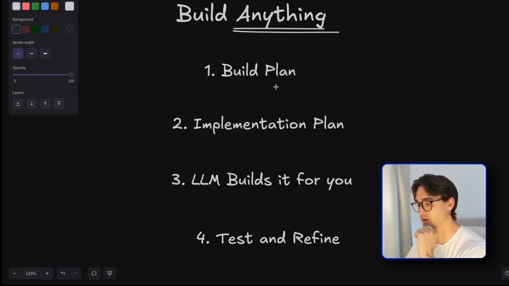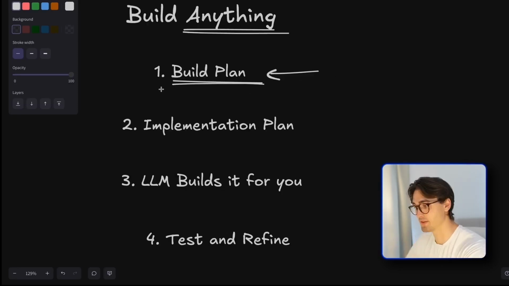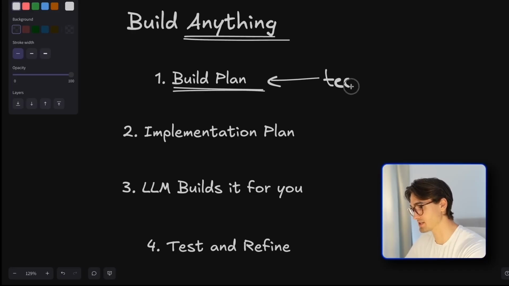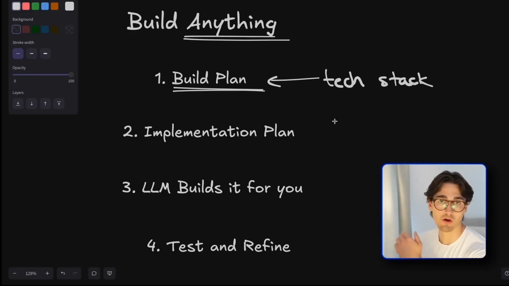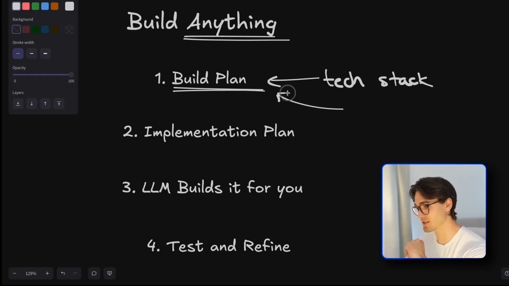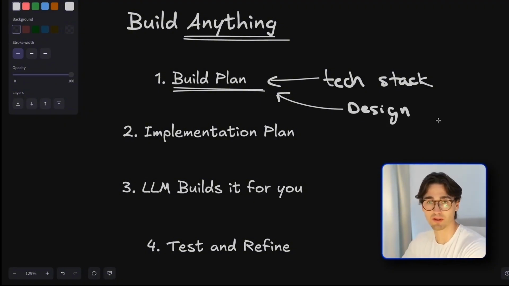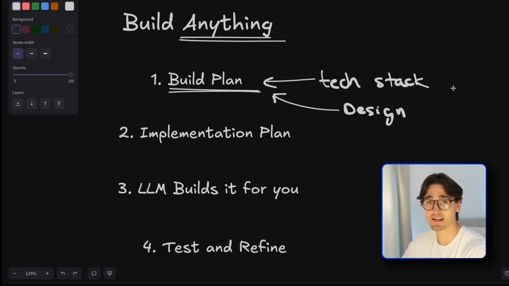I usually break it down into 4 different steps. The first thing, before I even start building anything, we need to create a really, really good build plan. This includes things like the tech stack that we are using, how it will work, what database, what frameworks, what exactly is it that we are building. It also includes things like the design. How should it look? What should the feel of the thing we are building be like? And that is actually the most important step of building anything.